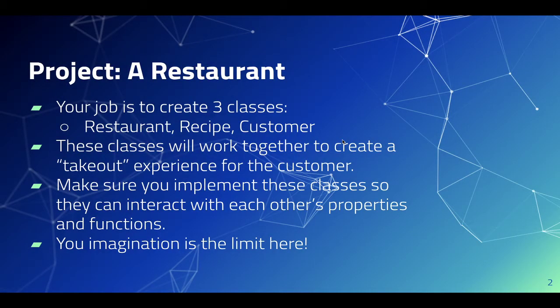So for our Intermediate Python final project, we decided to make a restaurant class. So it is your job to create a restaurant class. But it's not just a restaurant. There's actually 3 separate classes that would go into this entire restaurant schematic. So we have a restaurant class, a recipe class, and a customer class. We have to build these 3 classes in a way that they work with each other to create a good customer experience or a takeout experience. So you have to make sure you implement these classes so they can interact with each other's properties and functions.